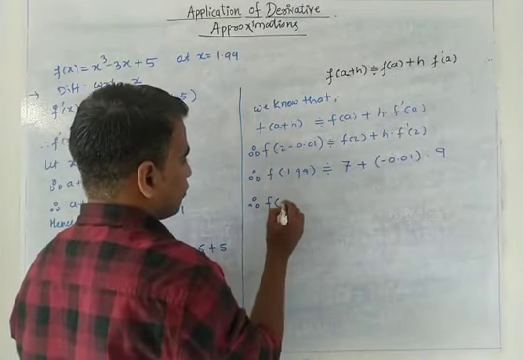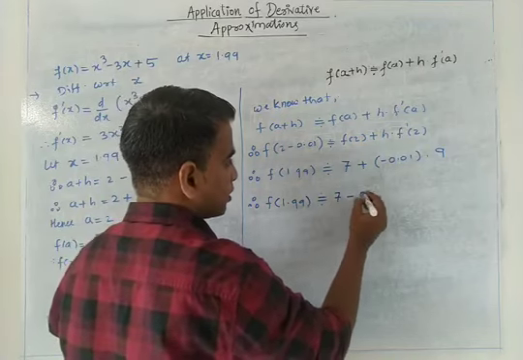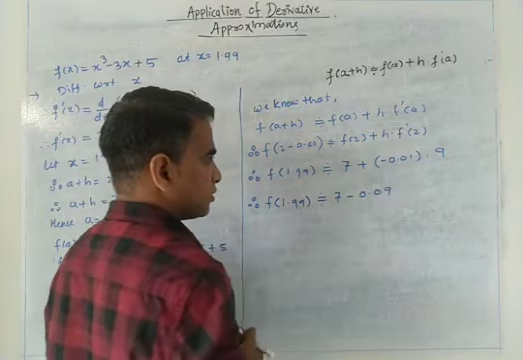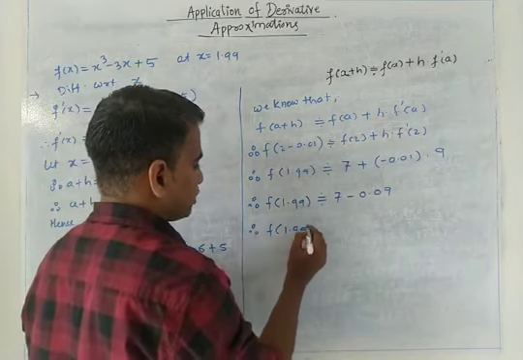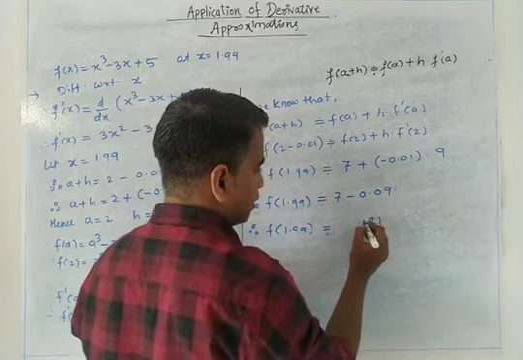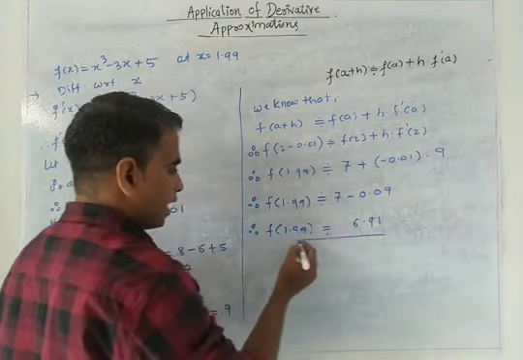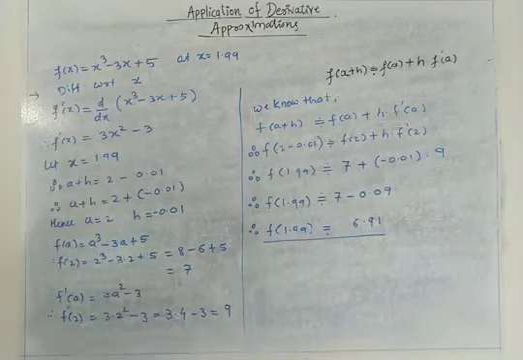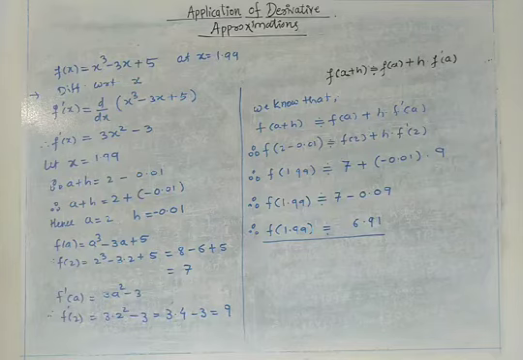So f of 1.99 is approximately equal to 7 minus 0.09. Multiplication we have done. Now we will do the last part, that is subtraction. So we will get 6.91, which is the required answer of the given question. Please check all the steps properly and write them down in your notebook.